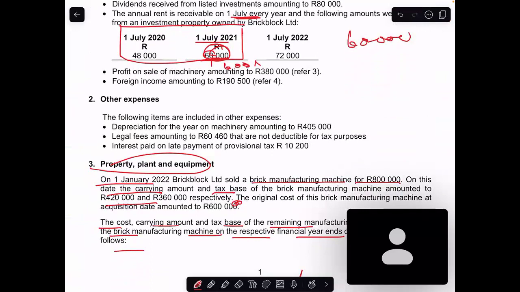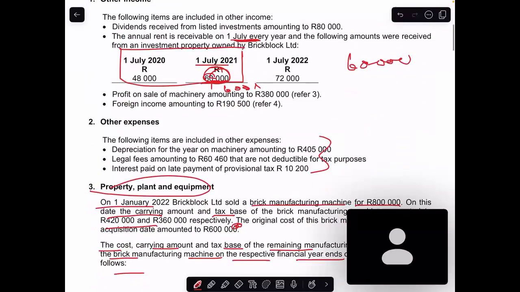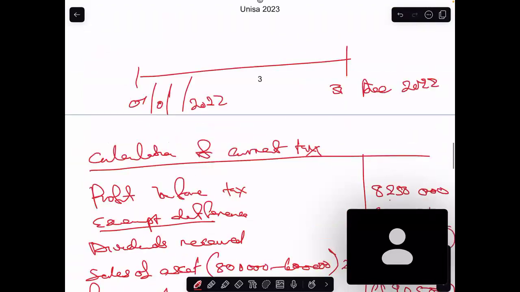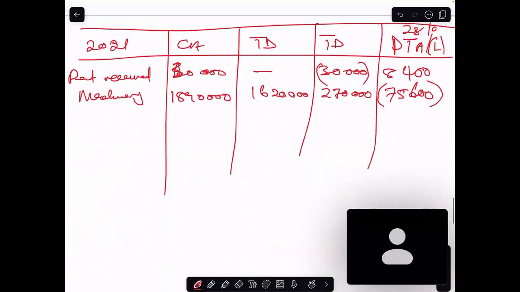Other expenses. No. Other expenses, what you want for deferred tax is a prepayment. There's no prepayment here altogether. Right, so we are fine. Now we move on to 2022.